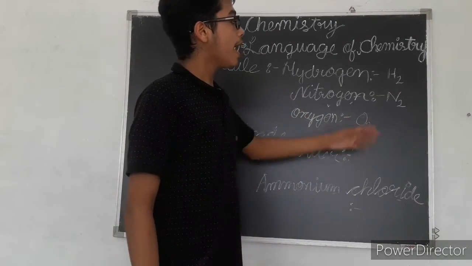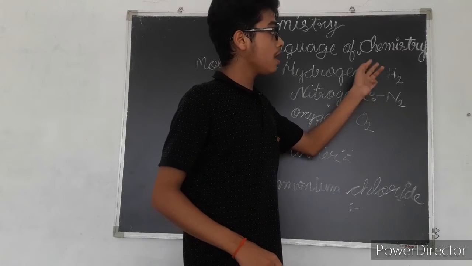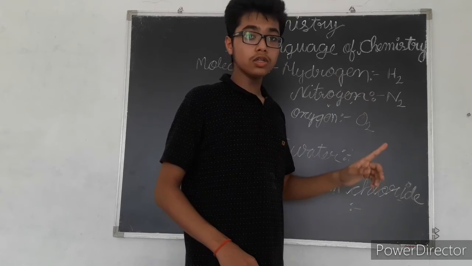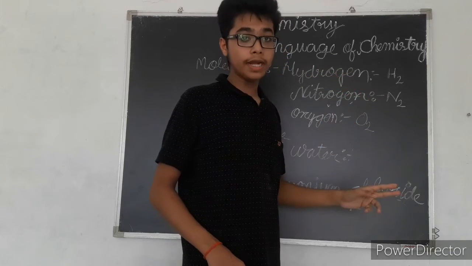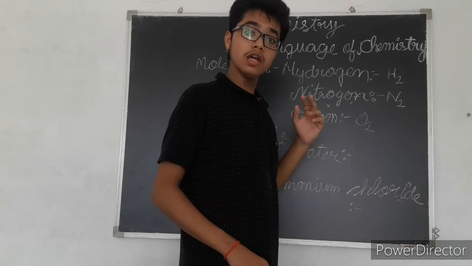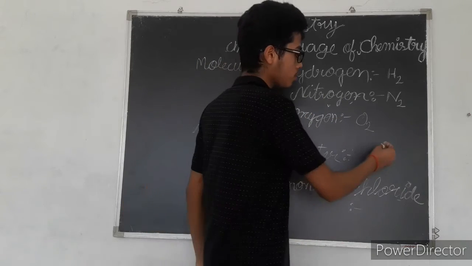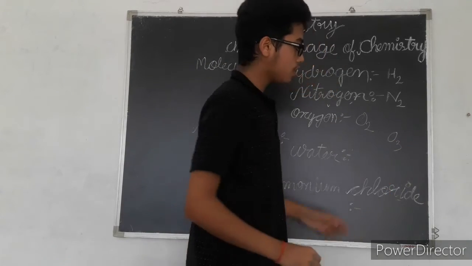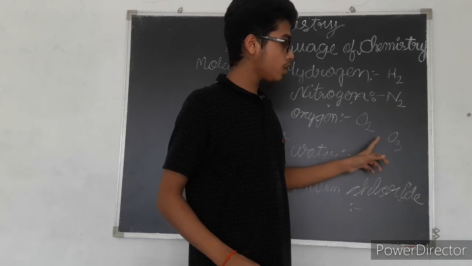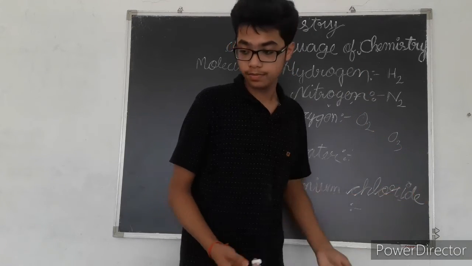Oxygen molecule is O2. H2 represents one molecule of hydrogen which has two atoms of hydrogen, and N2 represents one molecule of nitrogen which has two atoms of nitrogen. O2 represents one molecule of oxygen which has two atoms of oxygen. We also know about ozone. Ozone is O3. O3 represents one molecule of ozone which has three atoms in it.